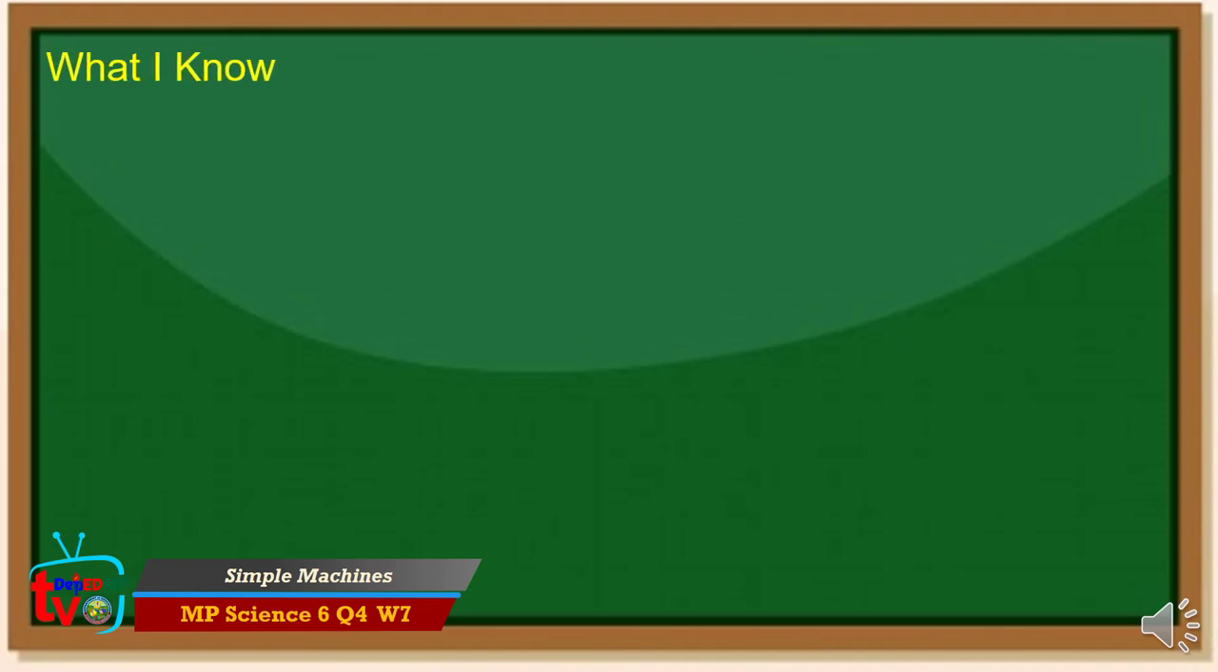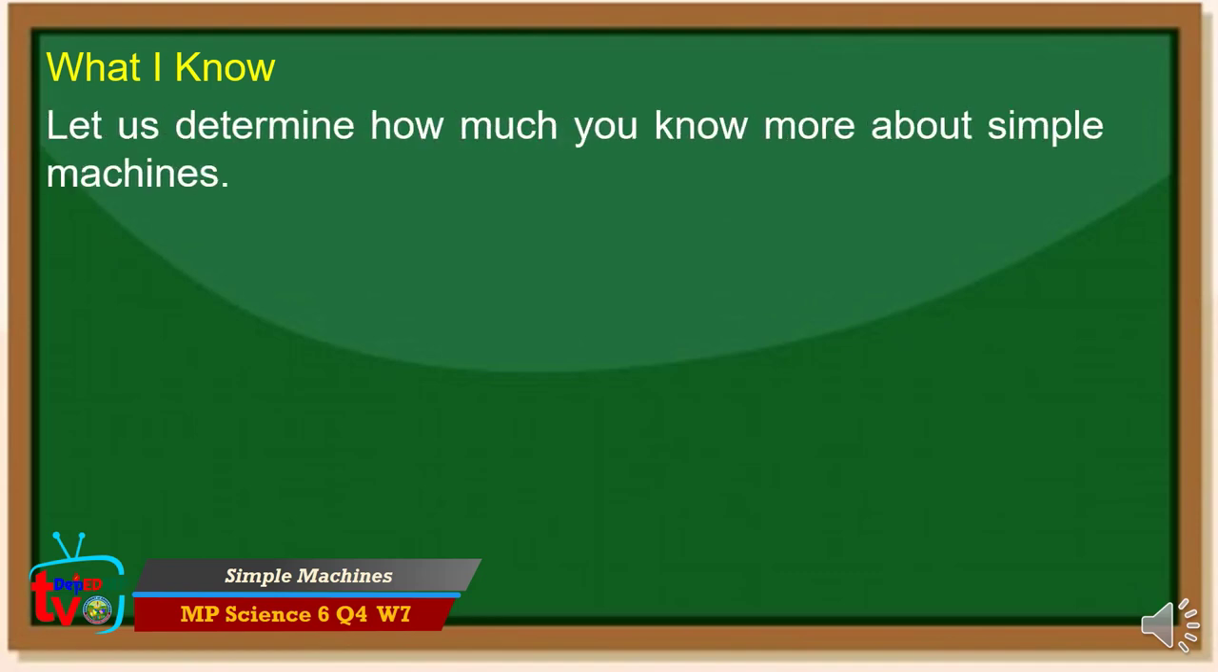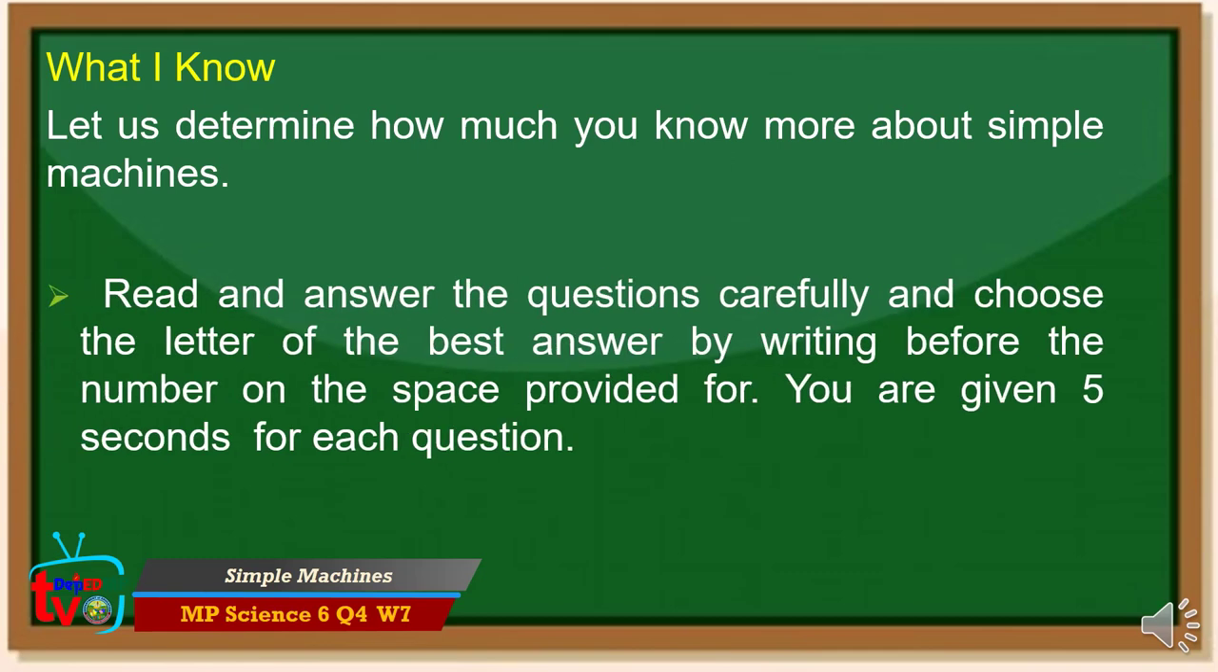We will go now with what I know. Before we go to our lesson, let us determine how much you know more about simple machines. Read and answer the questions carefully and choose the letter of the best answer by writing before the number on the space provided for. You are given 5 seconds for each question.